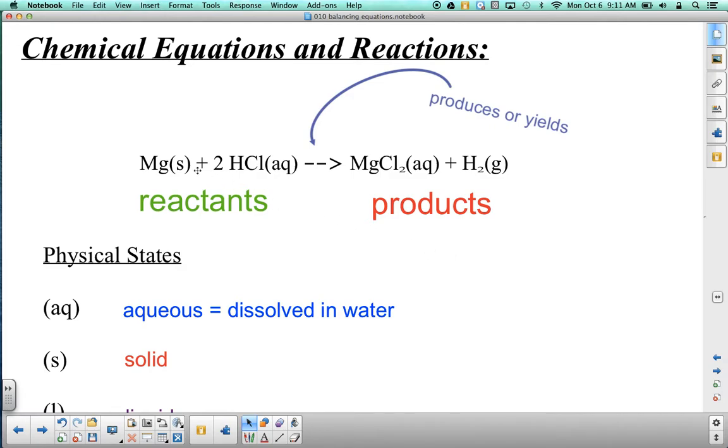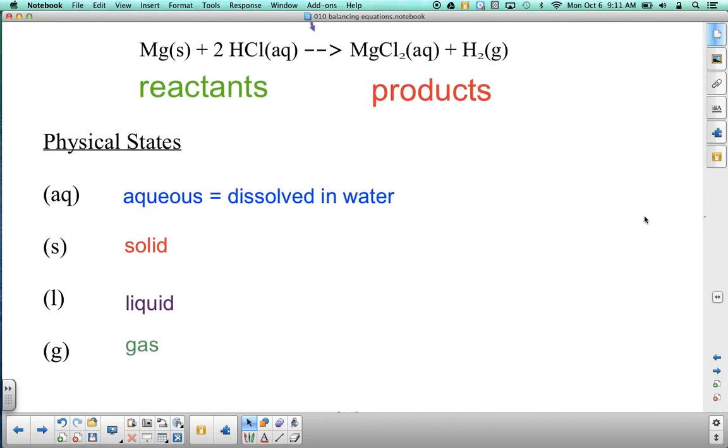Notice the symbols in parentheses after each one of the reactants and products. These symbols indicate the physical states for the reactants and products. The occurrence of some chemical reactions depends on the physical state of the reactants, so it is important to specify these physical states. 3 of these physical states are rather obvious.